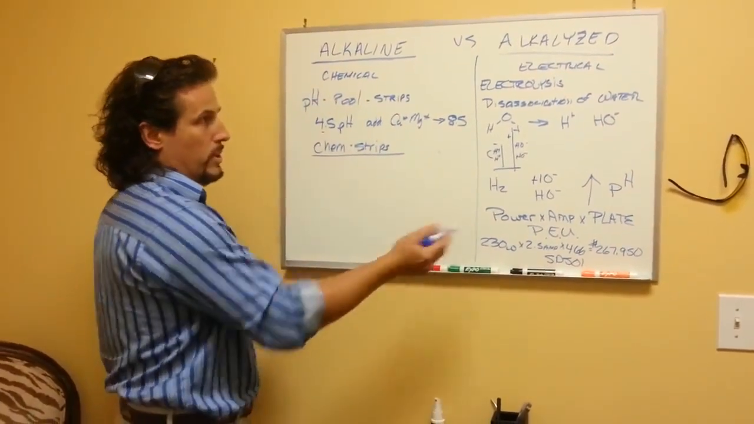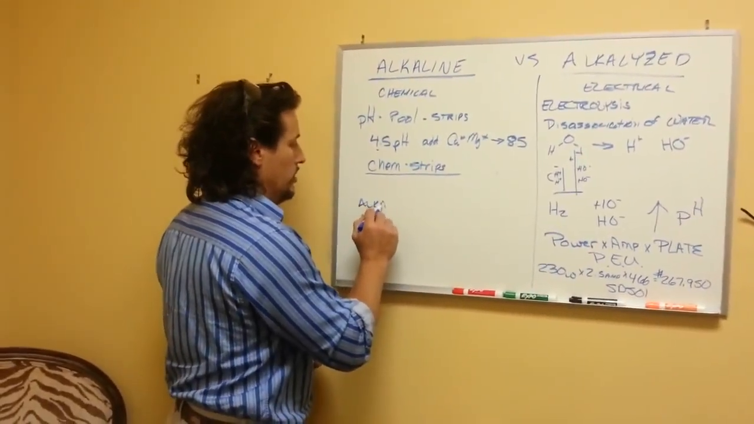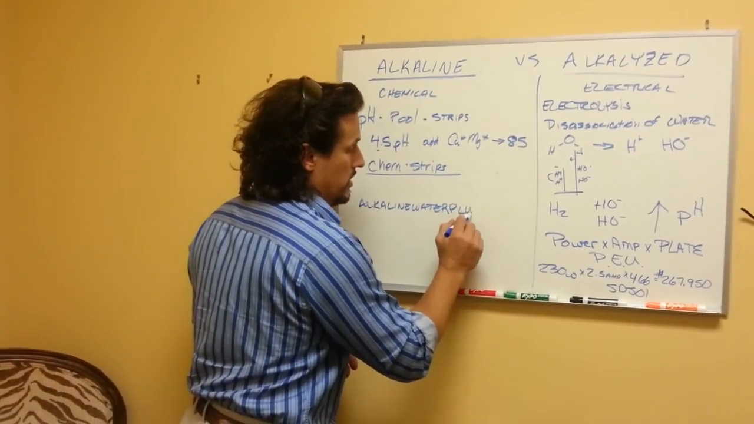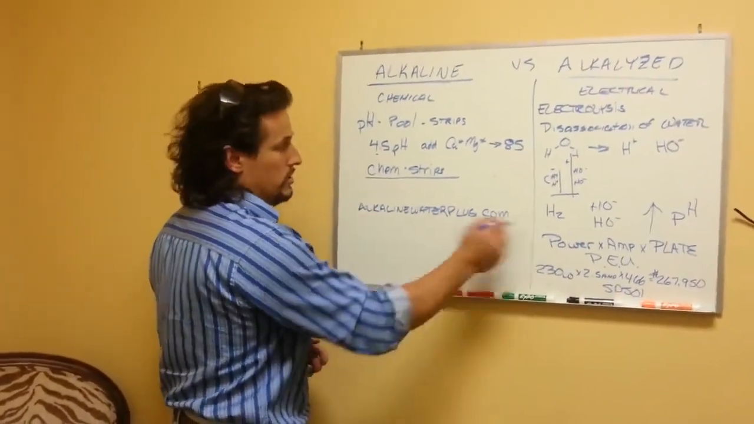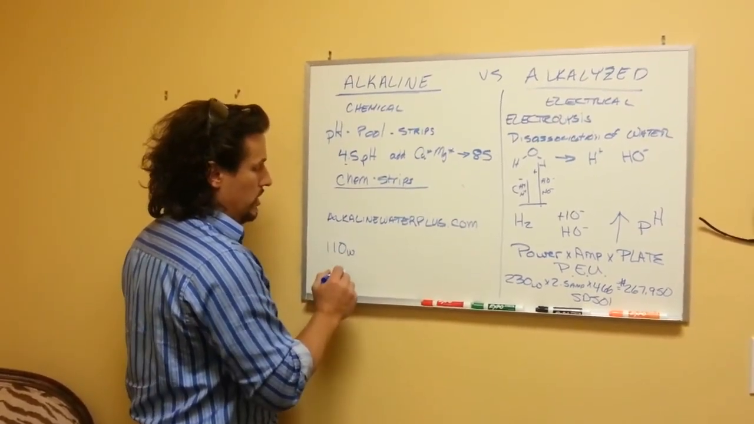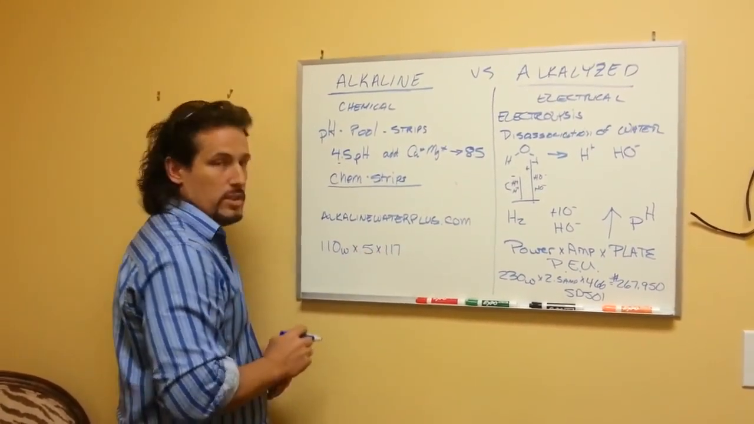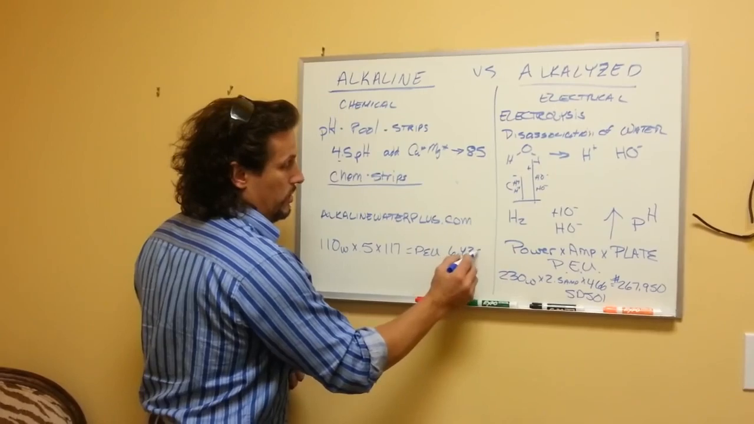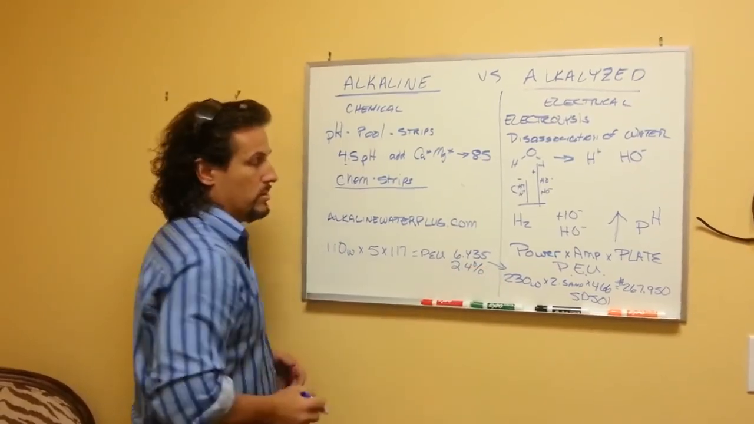I recommend, if you want to look and compare these other units and what they're trying to do, AlkalineWaterPlus has a great website. It's actually a competitor's website, and it proves the power output. Most of the units there have 110 watts times a half amp, and the standard plate size is 117 square inches, which gives you a PEU of 6,435, or approximately 2.4% of this power.